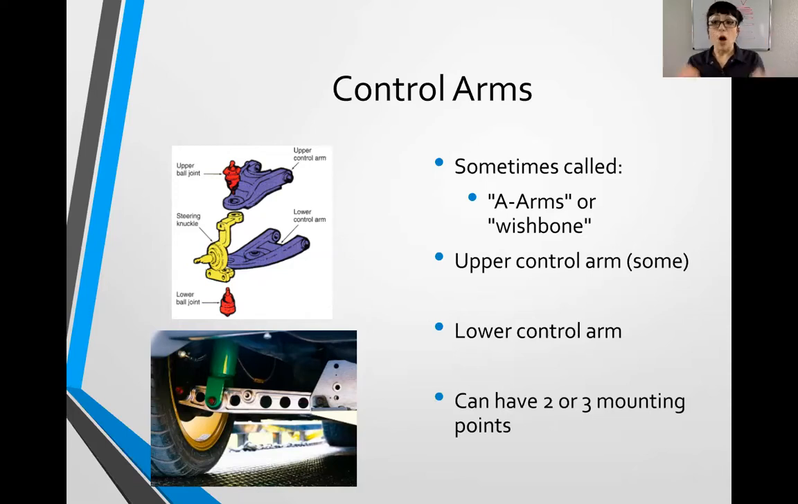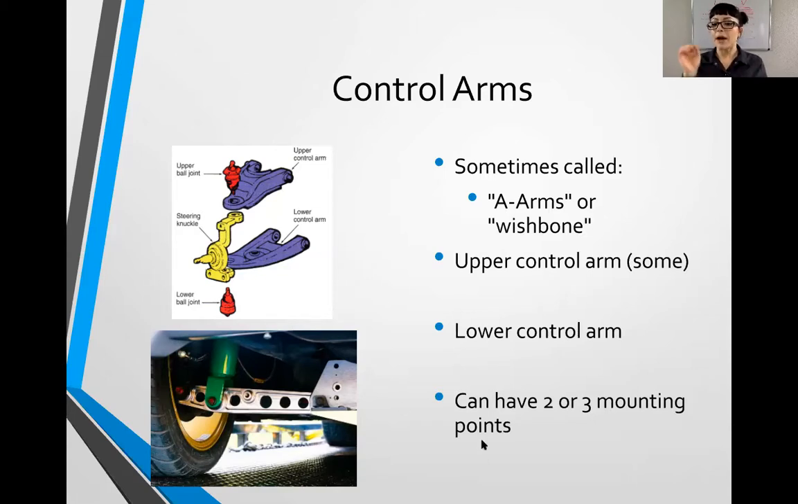There is generally always a lower control arm. Some vehicles, depending on the design, have upper control arms. You can see in this picture here, I've got an upper and I've got a lower. But pretty much everything, front and rear, is going to have some sort of lower control arm if it's independent suspension.